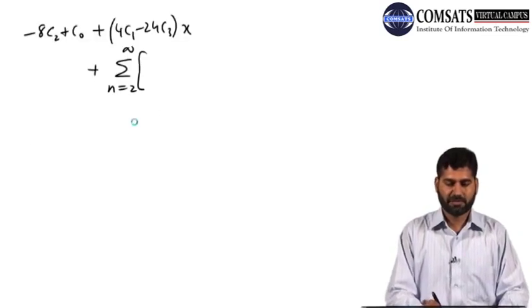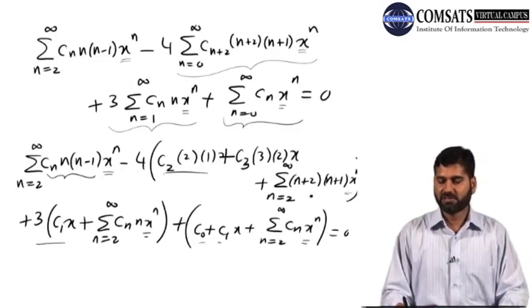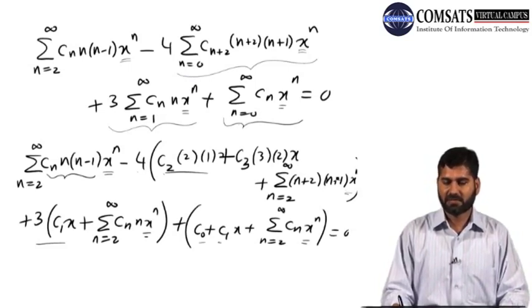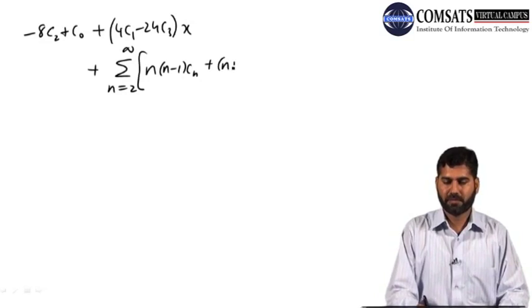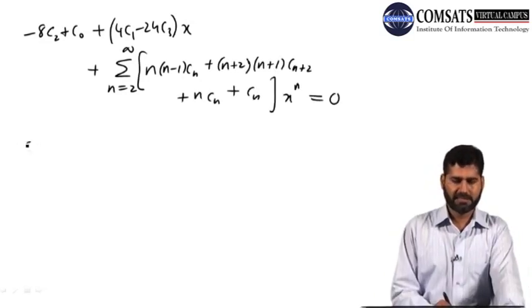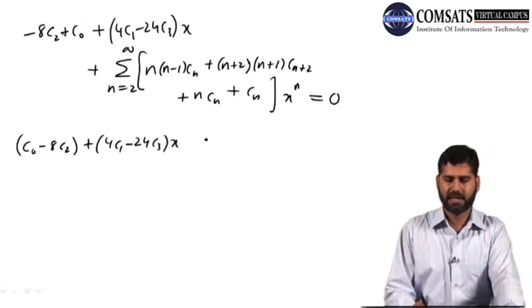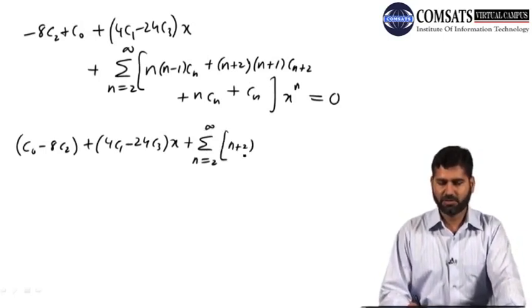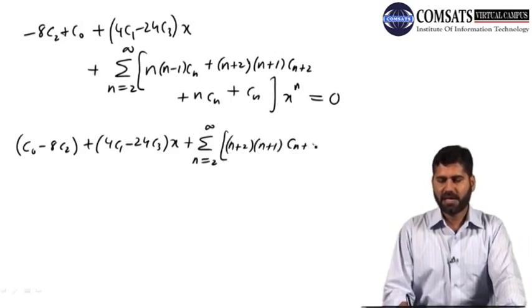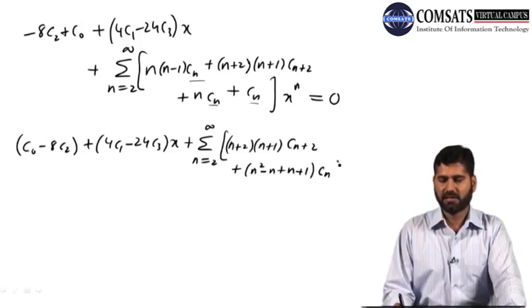And then I can write all the summations together now, from 2 to infinity. From the first one I am getting n minus 1 Cn. From the second one you are getting n plus 2, n plus 1, Cn plus 2. Here Cn plus 2 is there as well. Alright, so you are getting C naught minus 8 C2 plus 4 C1 minus 24 C3 times x, and then n goes from 2 to infinity. If you combine them, you have n plus 2, n plus 1, Cn plus 2, and all others have Cn in it. So if you take Cn as common, you will get n square minus n plus n plus 1, Cn xn is equal to 0.